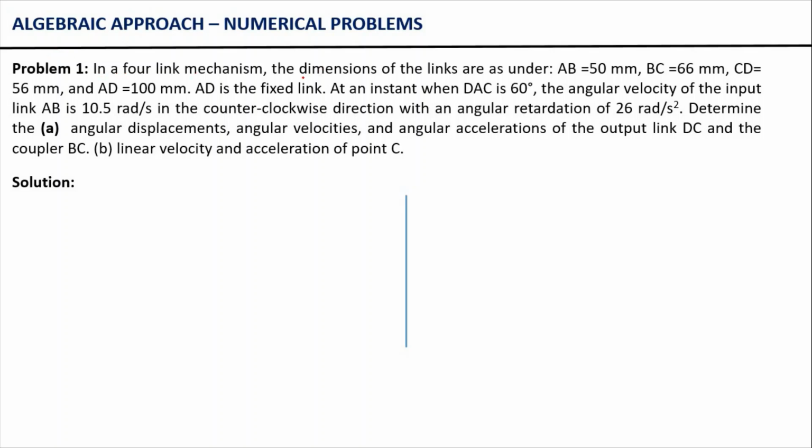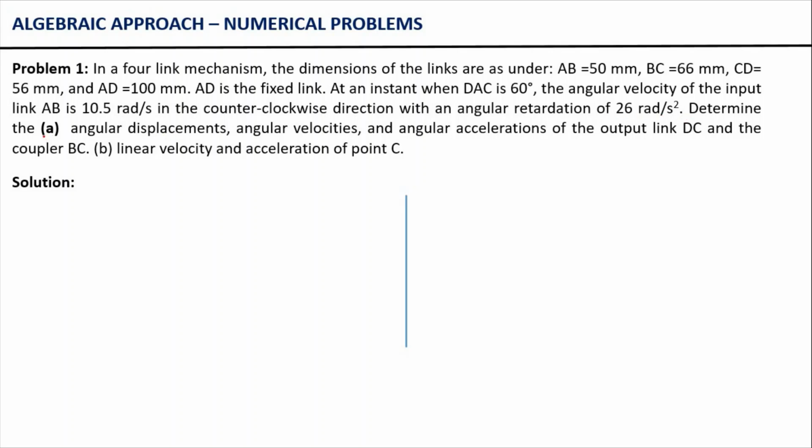In a 4-link mechanism, the dimensions of the links are as under: AB equal to 50 mm, BC is equal to 66 mm, CD equal to 56 mm, AD equal to 100 mm. AD is the fixed link. Now at an instant when angle DAB, that is the input link, is making an angle of 60 degrees with the positive x direction, the angular velocity of the input link AB is 10.5 radian per second in the counterclockwise direction with an angular retardation of 26 radian per second square.